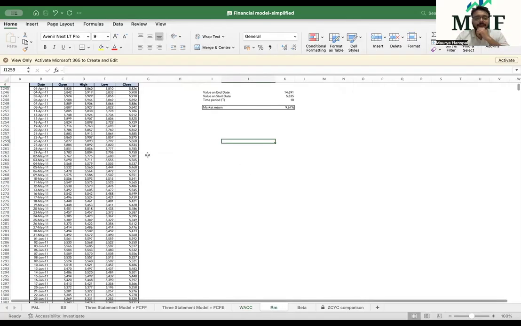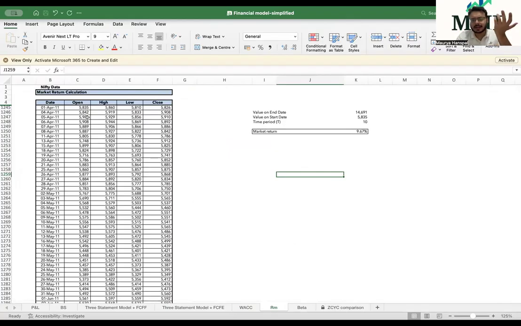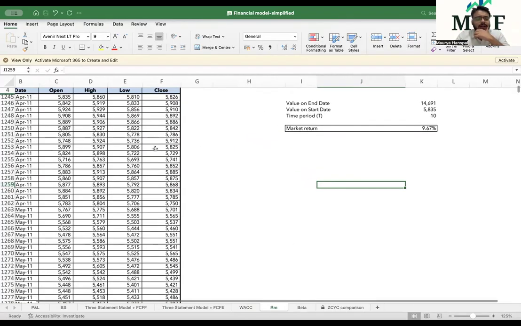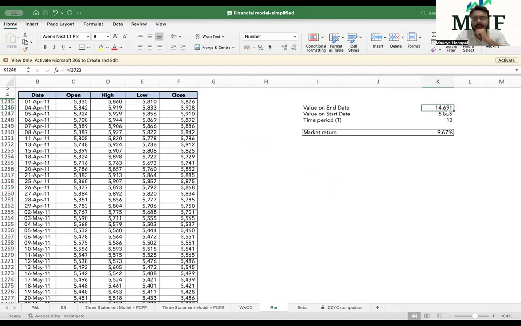So if I go to this tab, the RM tab, I've taken the details, right? The past 10-year data I've taken up. Again, some random data. Now this is the Nifty 50 data, right? The dates might seem old, but it's a 10-year data starting from 2011. Value as on end date is 14691. Value as on start date is 5835. The market return is 9.67. So 9.67% becomes the compounded annualized CAGR.